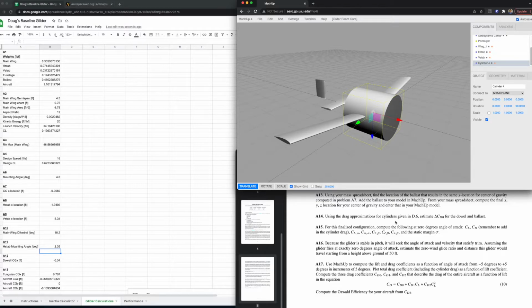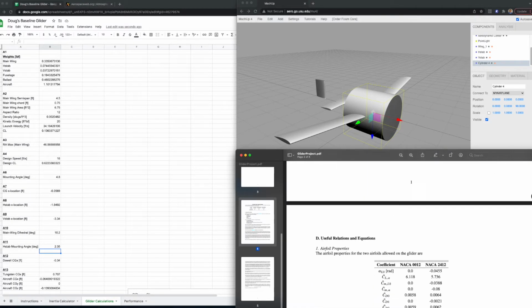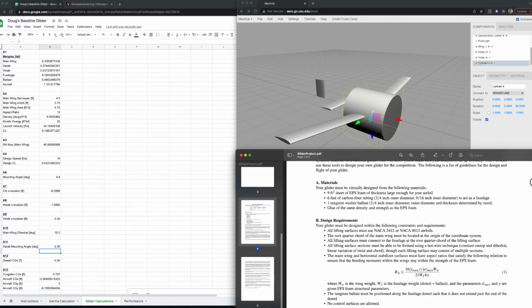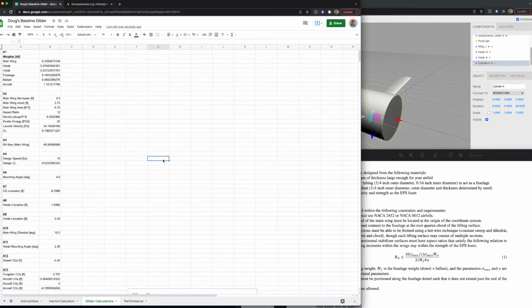Let's look at the size of this dowel. Let's come back up here to the instructions. Materials: we've got 6 feet of carbon fiber tubing, which is 3/4 inch outer diameter and 9/16 inner diameter, attached to the fuselage. We're just going to worry about the outer diameter for looks here. So it's 3/4, which equals 0.75 divided by 12. I need that in feet, so that's 0.0625 feet.